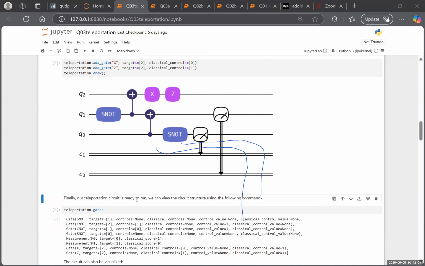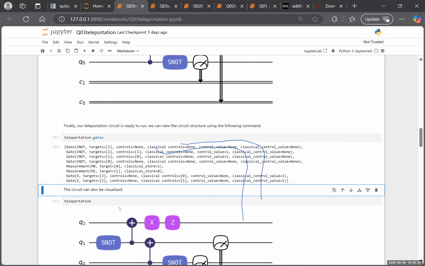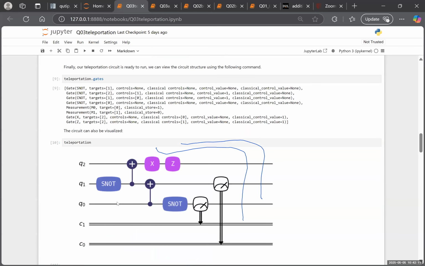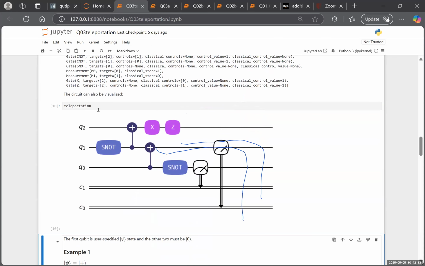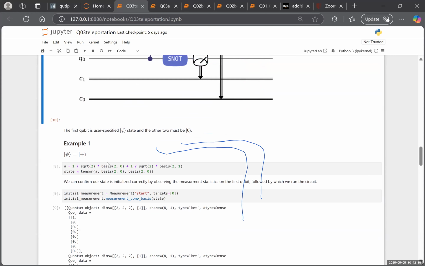Finally, our teleportation circuit is ready to run. We can view the circuit. Okay, these are the instructions. The circuit can be visualized. Oh, you just say draw, and it draws. Okay. There's an example with the plus state. Okay, there's the initialized state.